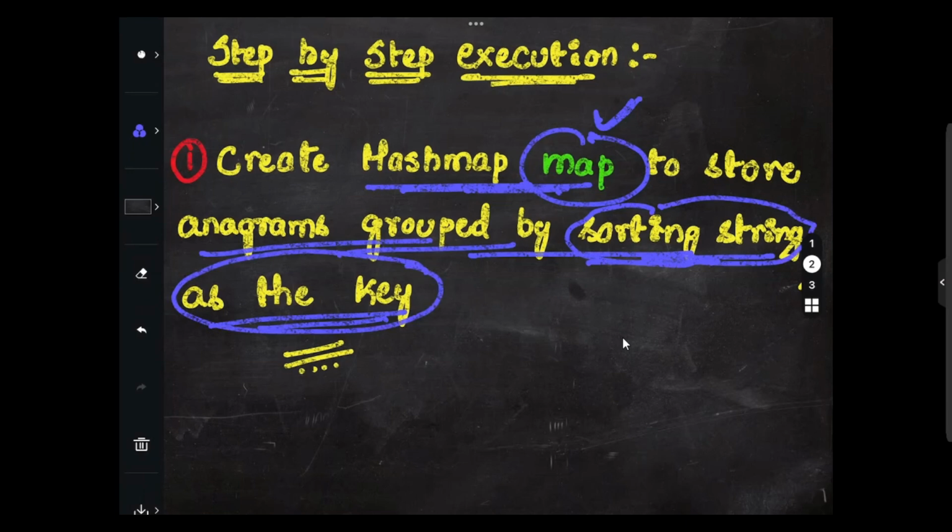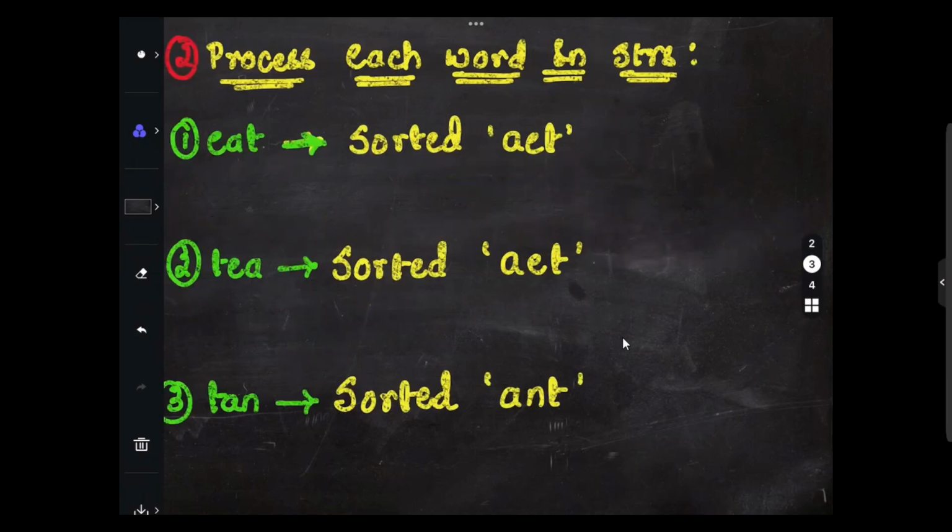Why are we doing this? At the end, we can just return the value for the particular key, which is grouped into a single array. That is how this helps basically, and that is the reason we are grouping by the sorted string as the key. So let's come to the process.